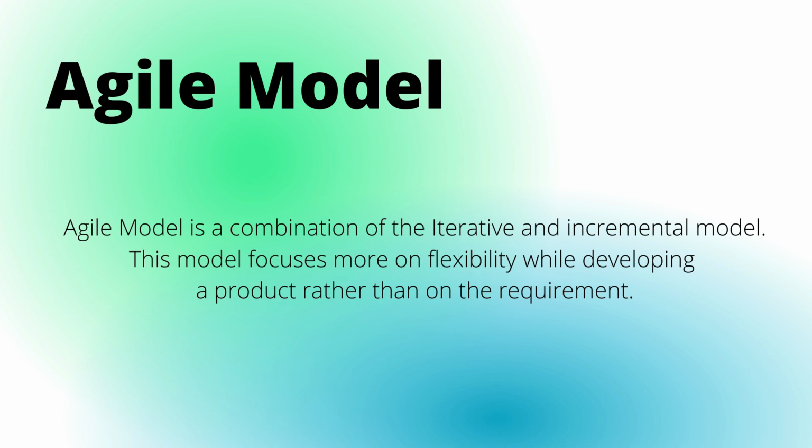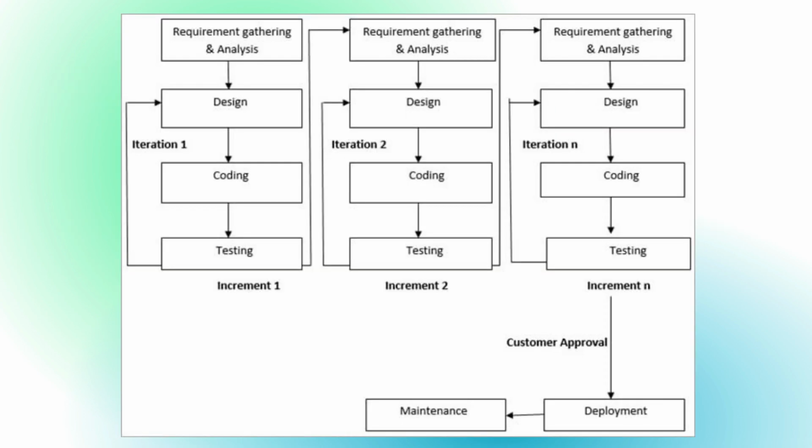The Agile model is a combination of the iterative and incremental model. This model focuses more on flexibility while developing a project rather than on the requirement. Here is the diagram for the Agile model. In Agile, a product is broken into small incremental builds. It is not developed as a complete product in one go. Each build increments in terms of features. The next build is built on previous functionality.